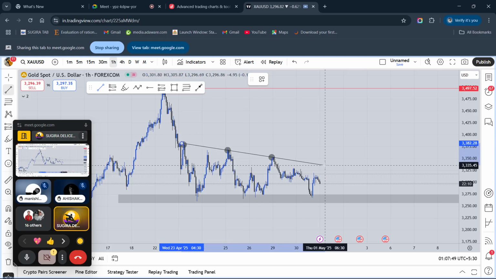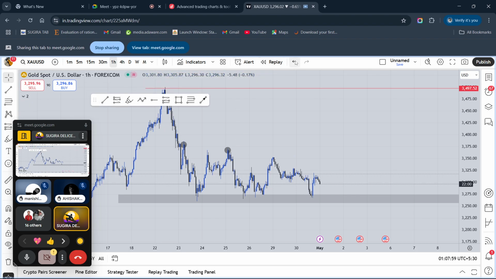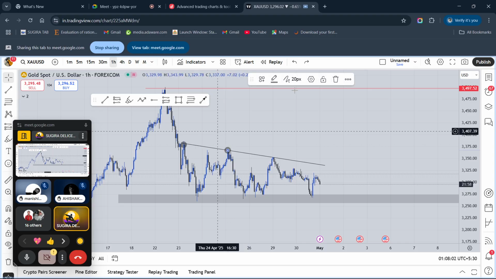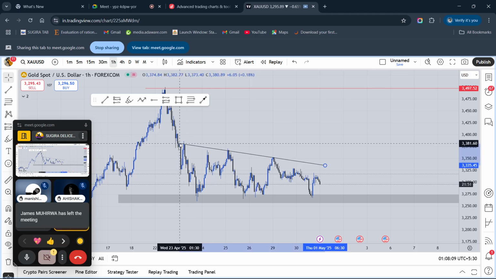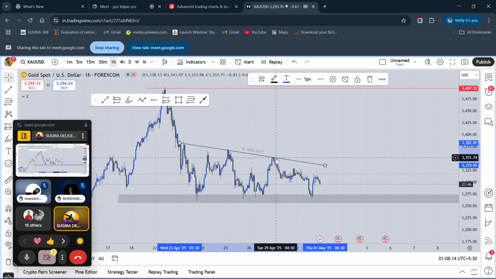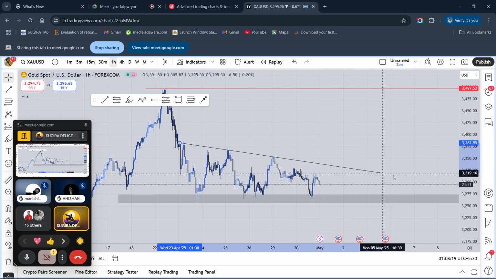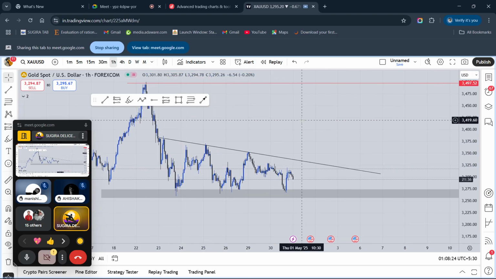If I connect these 3 points, consider that the market came to retest these points several times. Watch out. It came for the first time. It came for the second time. And then the third time, it rejected way back to the downside. This simply means that we have a level of resistance right here.